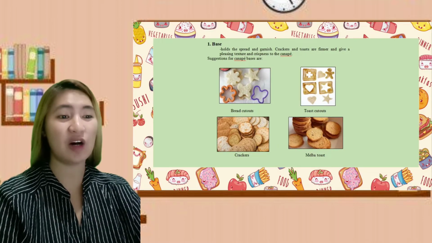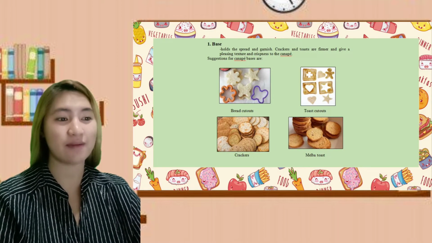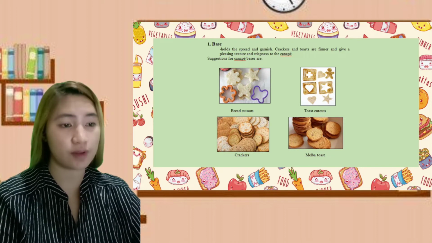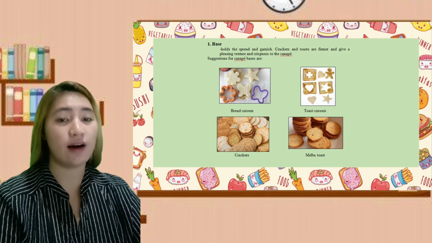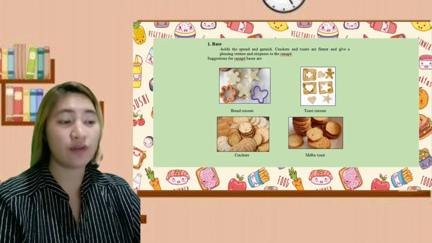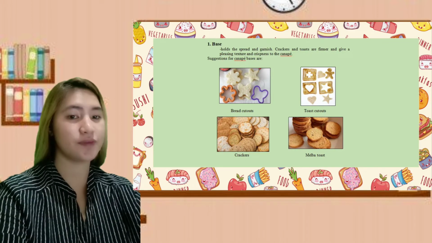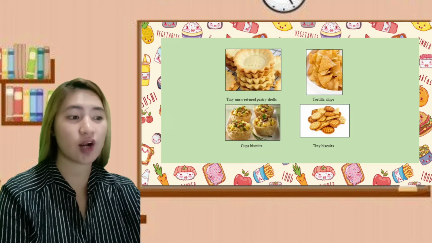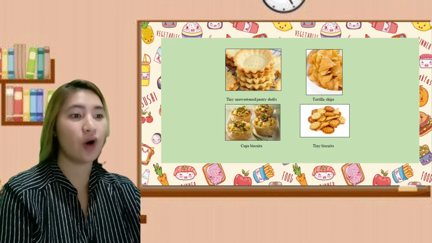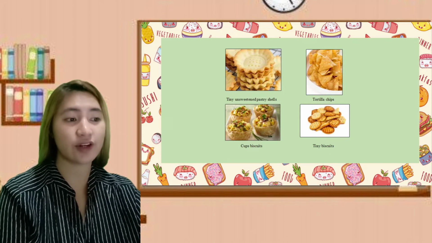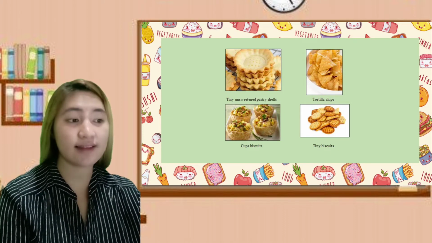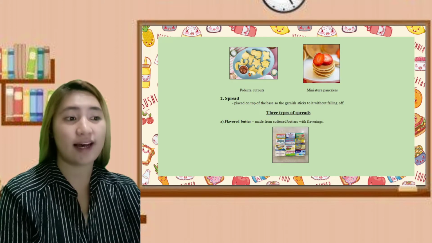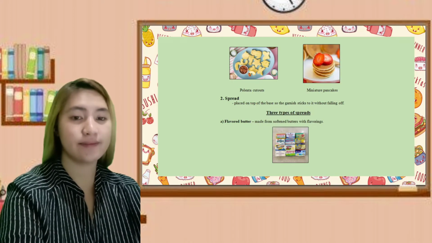Okay, Miss Giselle, how about canapes? Okay, canapes is a bite-sized open-face sandwich consisting of a small portion of food presented. The base is made from bread, toast, or pastry that is easily handled and eaten. So here are examples of base: bread cutouts, toast cutouts, crackers, and melba toast. Also, tiny unsweetened pastry shells, tortilla chips, cup biscuits, and tiny biscuits. Also, polenta cutouts and miniature pancakes.